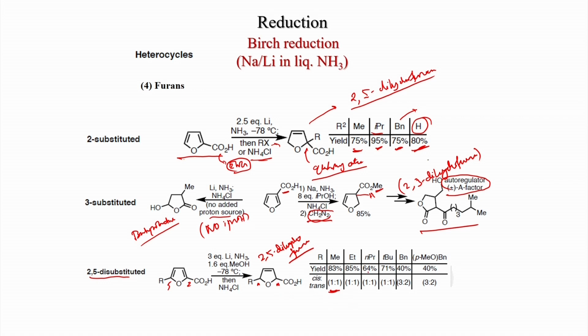If the alkyl halide is ethyl, then you get 85%, here also 1:1. If it is n-propyl, then also 1:1, tertiary butyl 1:1, benzyl group 3:2, and the yield is also reduced to 40%. With a para-methoxybenzyl group, the yield is only 40%, and 3:2 is the ratio. So, cis is the major product, but only marginally in some cases.